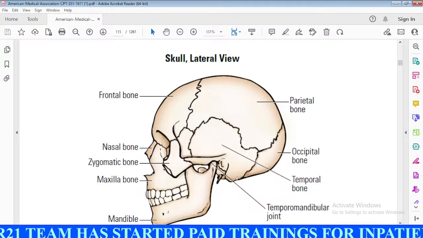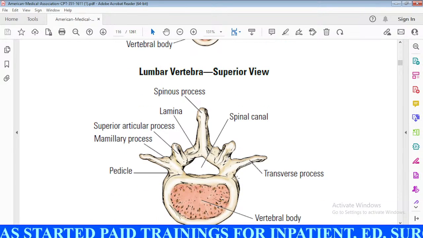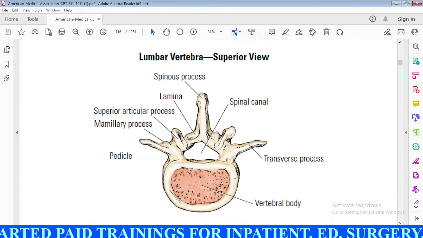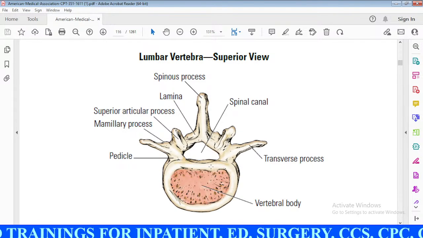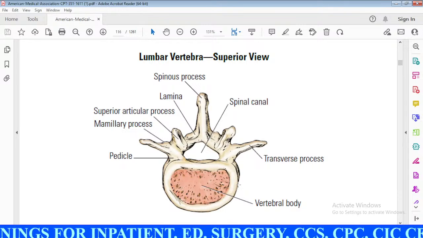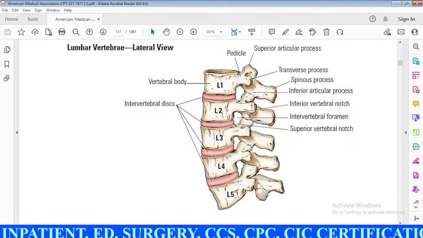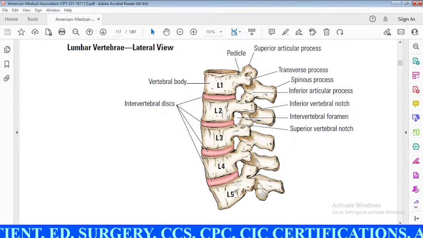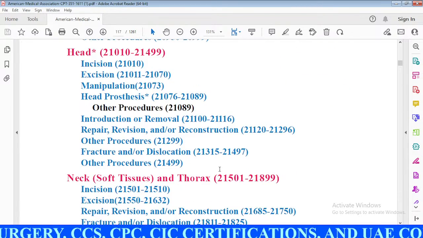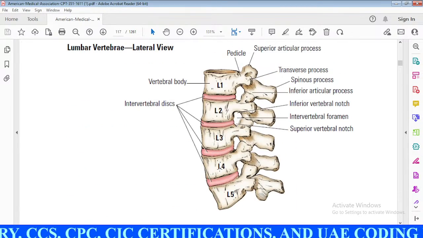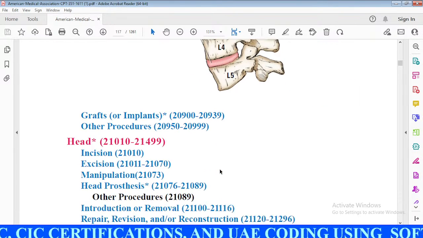This is the frontal view, skull lateral view, thoracic vertebra, lumbar vertebra. If you are doing a spine procedure, these images are very important. Then lumbar vertebra, lateral view. If you are going to code spinal procedures, these anatomy things are very important. We already have videos related to spinal procedures for CPT and PCS. You can watch those free videos.